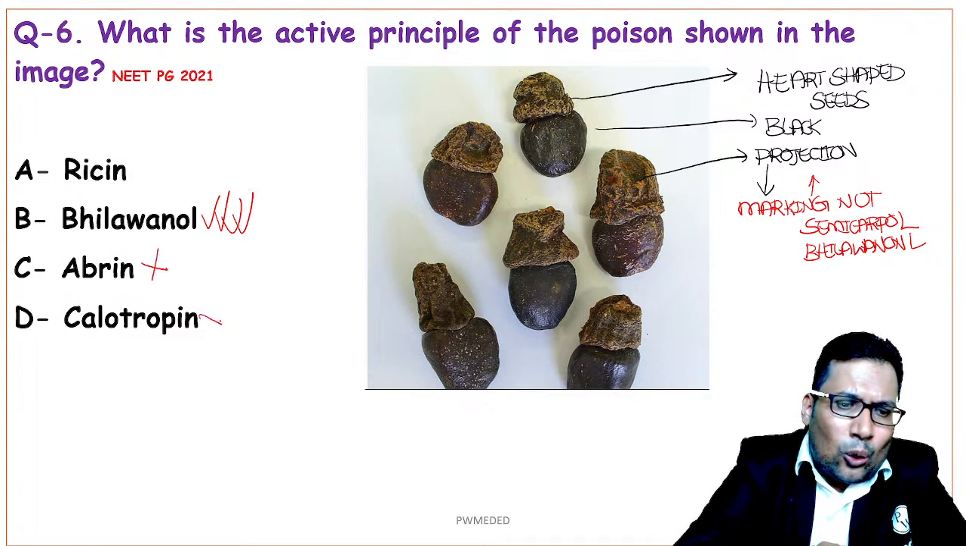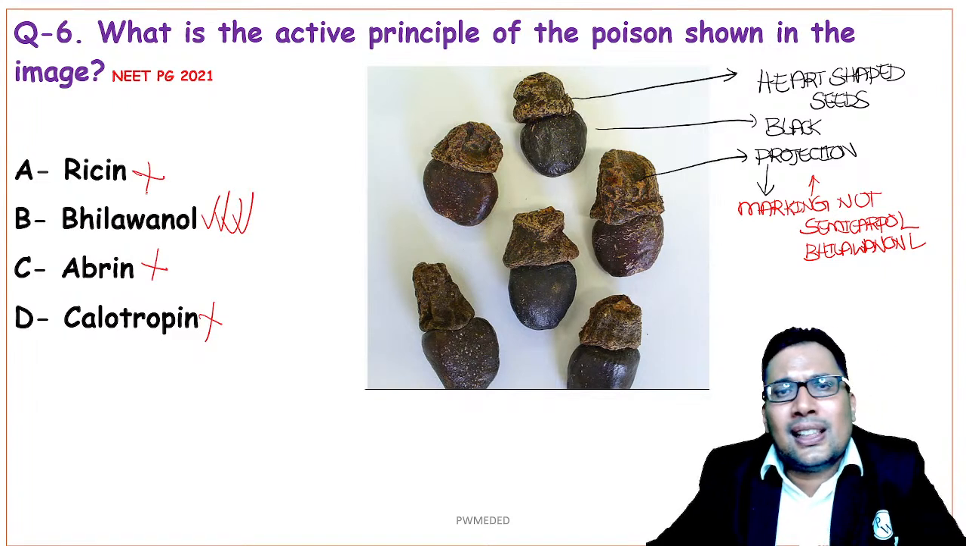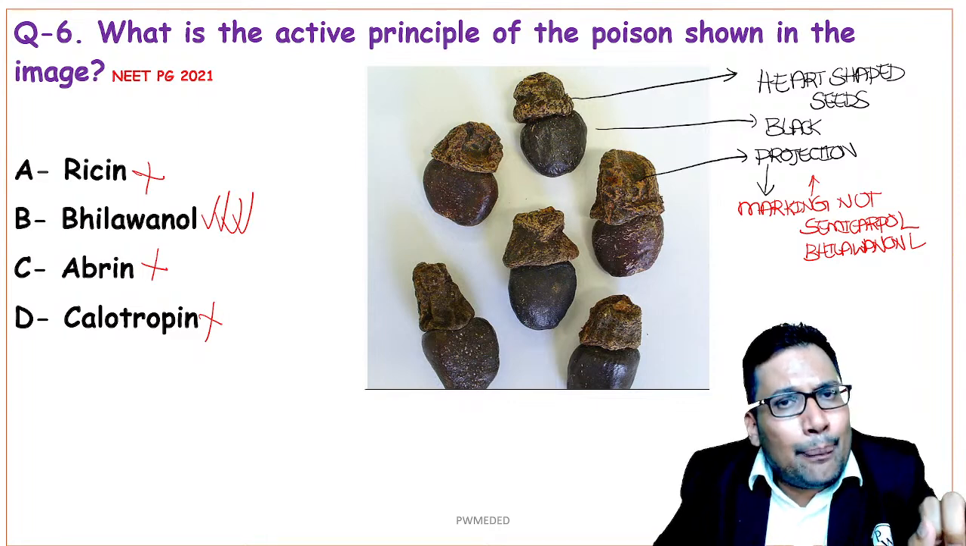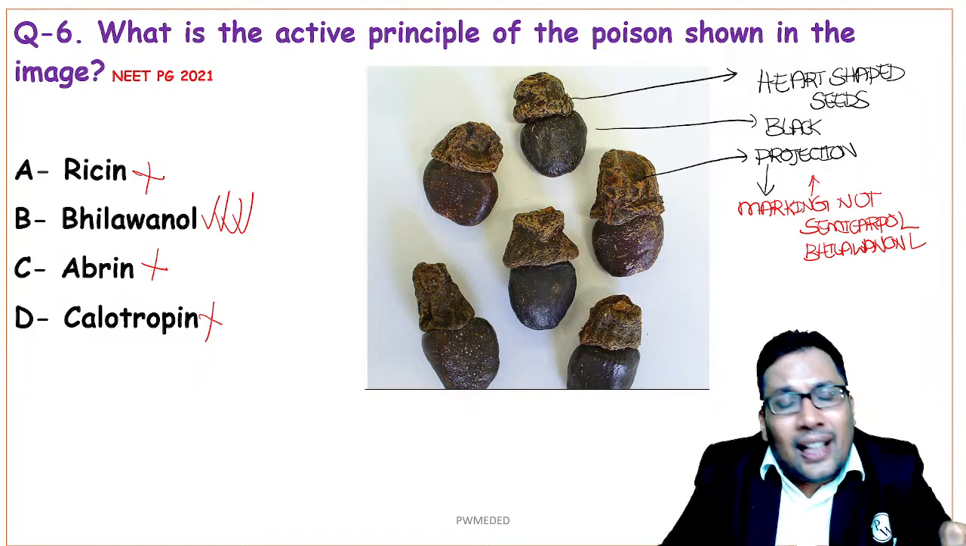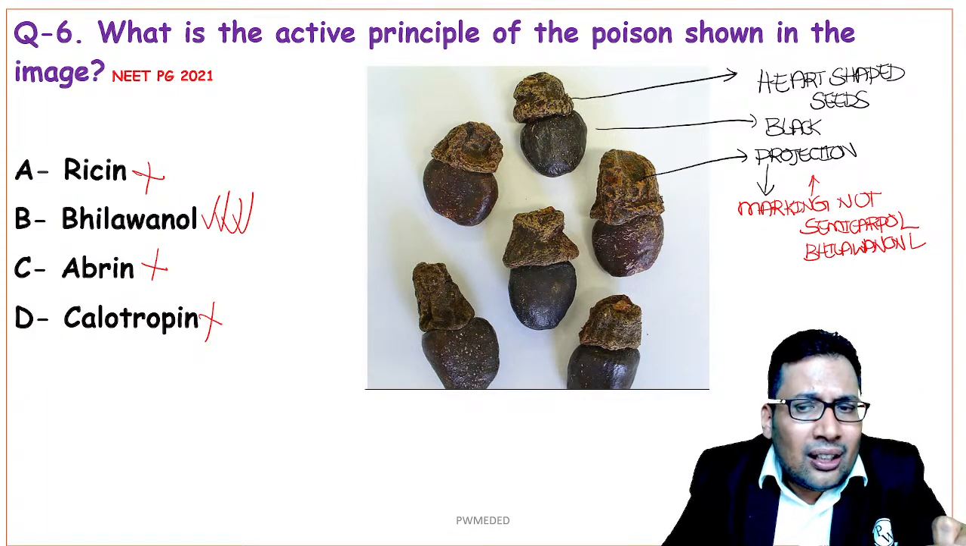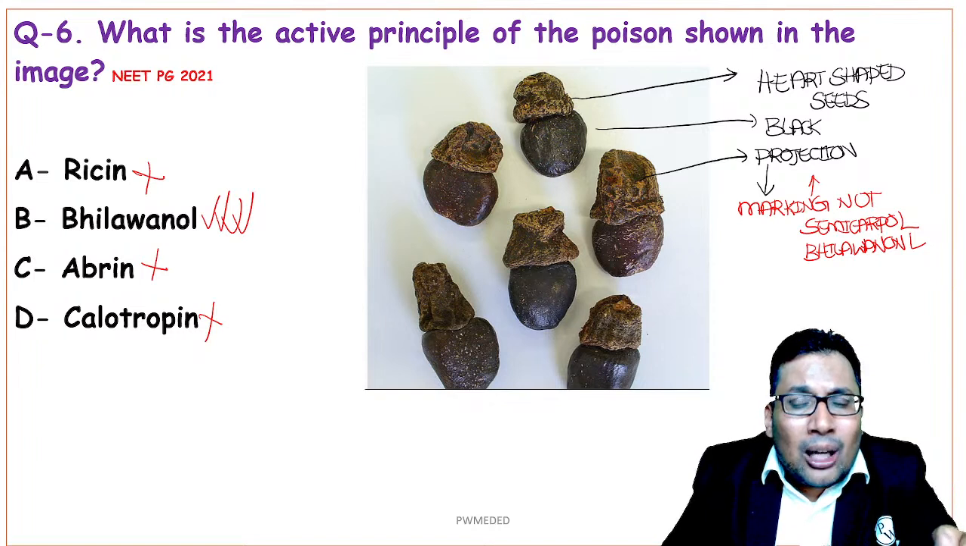Abrin no, calotropin no, ricin no. Ricin is present in Ricinus communis. Abrin is present in Abrus precatorius. Calotropin is present in the calotropis plant. It is not the calotropis plant. It is actually the marking nut.